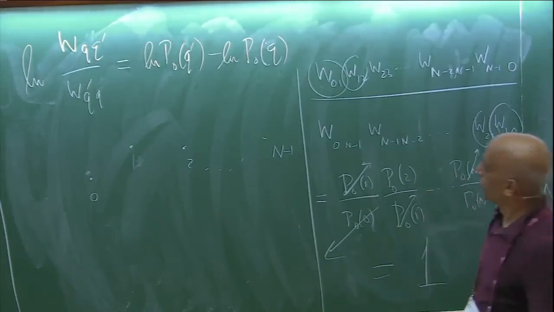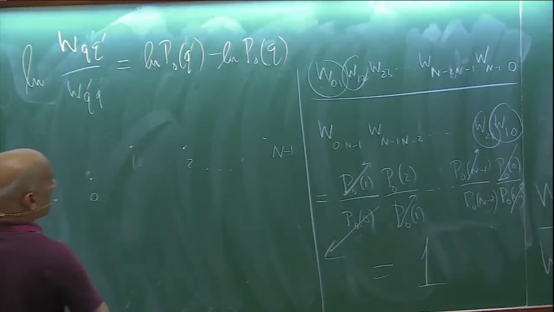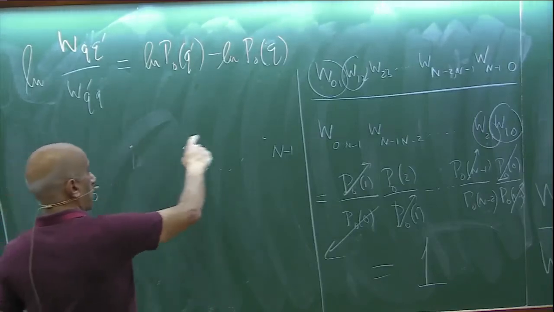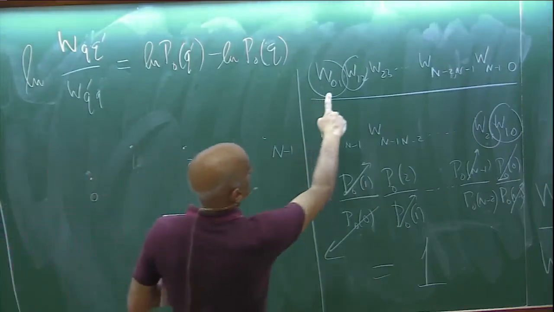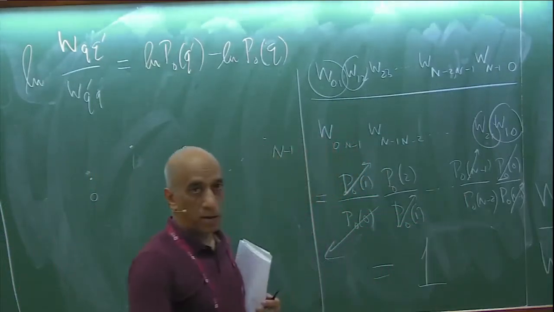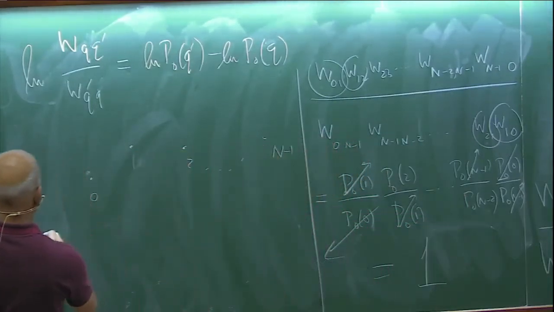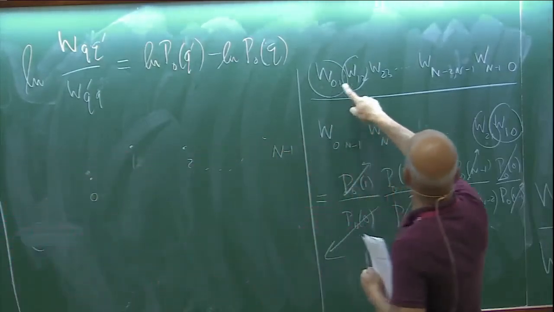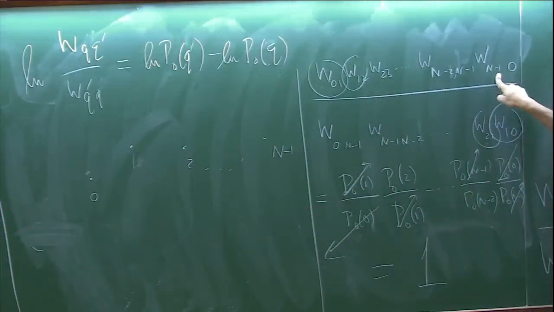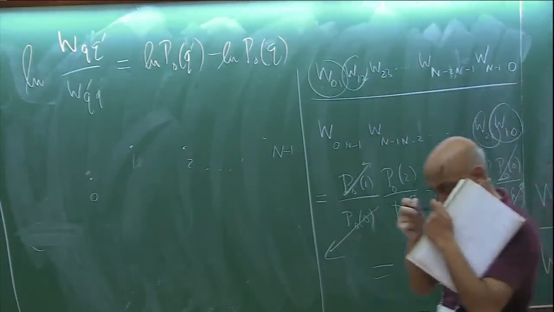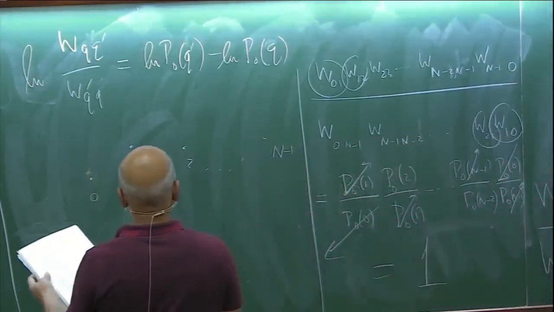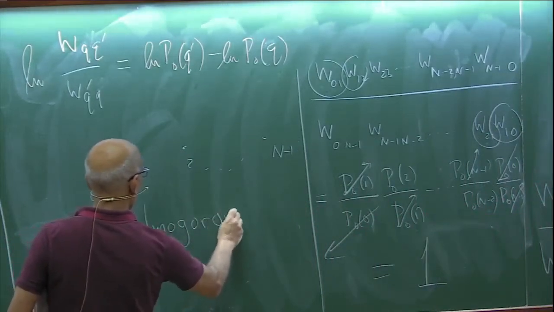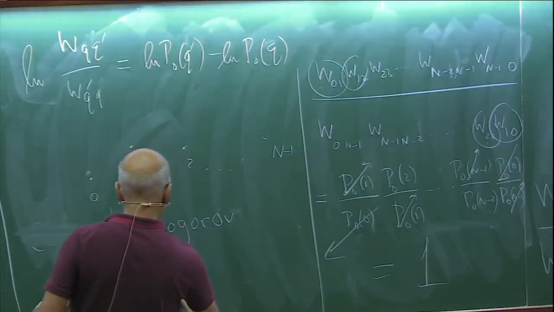Right? So for any loop in configuration space, going from 0 to 1 to and so on, to n minus 1 to 0, this product has to be 1. So we have found a condition. The condition is that for an arbitrary set of configurations, this object has to be unity. It's got a name. It's called the Kolmogorov curl condition, or criterion.